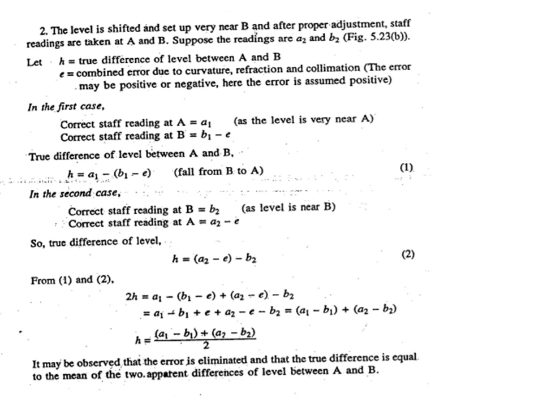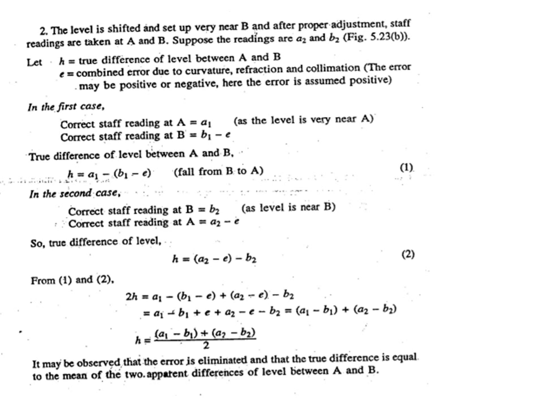In the second case, the correct staff reading at B equals B2, which is very near to B. So the correct staff reading at A equals A2 minus e. So the true difference of level H equals A2 minus e minus B2. And then equating equations 1 and 2, we get 2H equals A1 minus B1 minus e plus A2 minus e minus B2. So from that we can calculate H equals A1 minus B1 plus A2 minus B2, divided by 2.